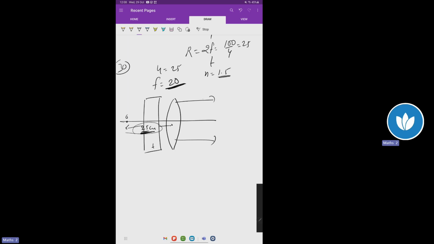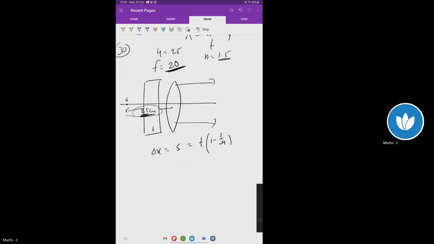And the final image becomes at infinity. So we know apparent displacement delta x is equal to 5 centimeters, which is equal to t minus t by mu, or we can say this is equal to t times 1 minus 2 by 3. That is 1 by 3, so t is equal to 15 centimeters.